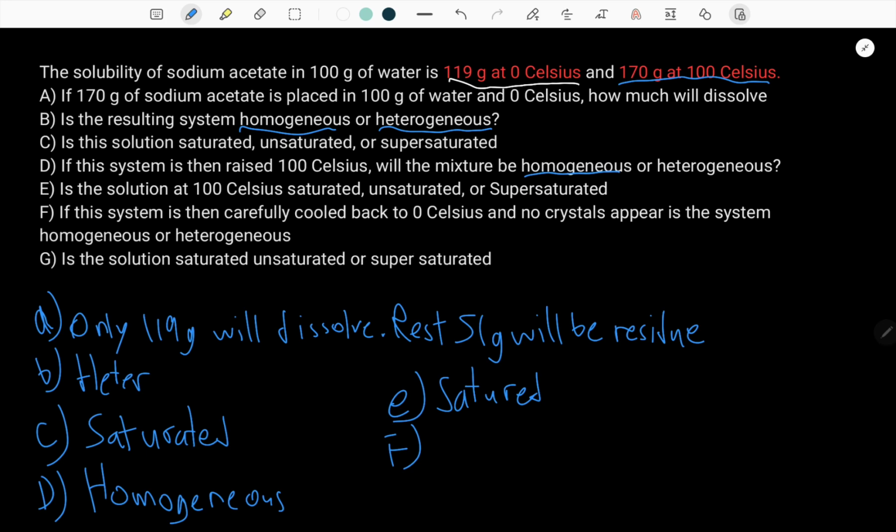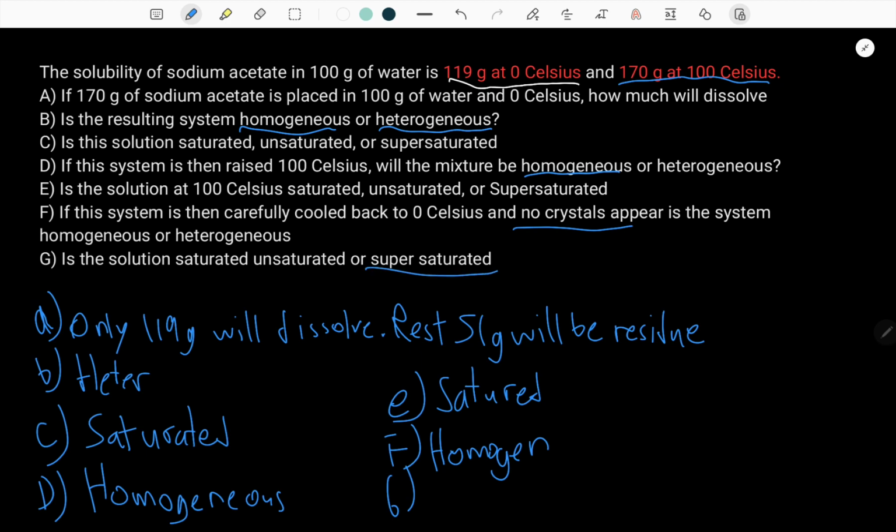Whenever it is saying the solution is then being cooled back down to 0 Celsius, that's going to be related to supersaturated. In our case, it's cooled back down to 0 Celsius and no crystals, so basically no residue appears in the system. First of all, it's asking if it's homogeneous or heterogeneous. If there's no residue, then it's homogeneous. Homogeneous. And then F is going to be supersaturated.